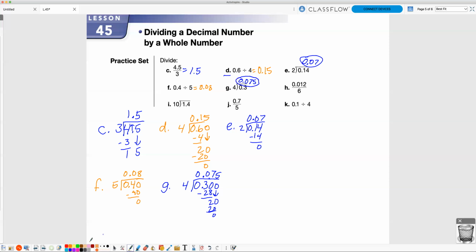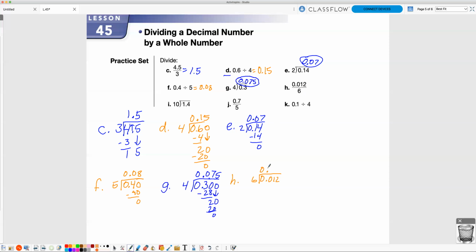for letter G. All right, do letter H. 12 thousandths divided by 6. For letter H, I'd have 12 thousandths inside the dividend space divided by 6. The divisor's out there. Decimal comes straight up in the answer.